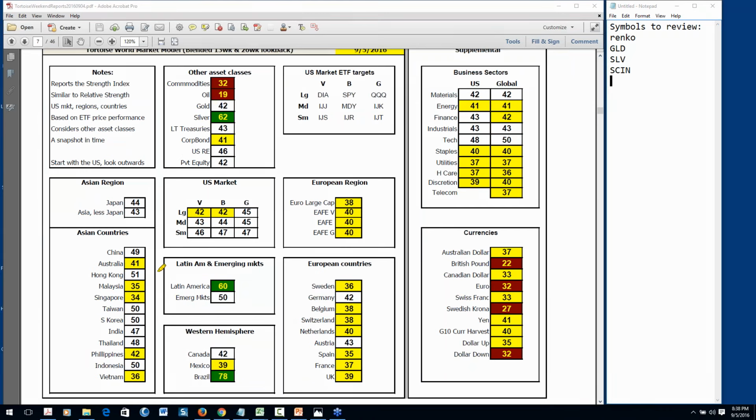At a glance, I can see that I like Asia much better than Europe, and that I love Latin America and emerging markets. Still love silver and gold. So any intraday moves that are going in that direction, I look at those as opportunities to get into a swing trade on day one in the direction of the broader market.